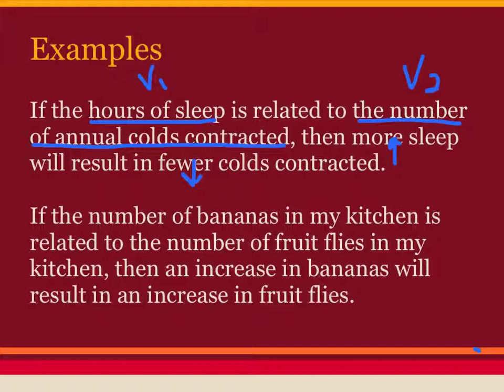If the number of bananas in my kitchen is related to the number of fruit flies in my kitchen, then an increase in bananas will result in an increase in fruit flies. Okay, again, if variable 1 is related to variable 2, then we see a relationship, and that relationship is a trend. Okay, so let's talk quickly about these relationships.